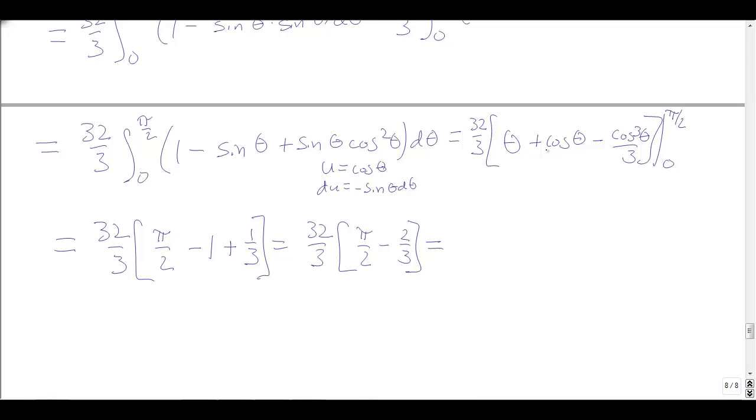So we could use a 6 as a common denominator inside the brackets. And we get, let's see, 3 pi minus 4 over 6. And then we could cancel a 2 here. And we end up with 16/9. Whoops. Said that right, wrote it wrong. 16/9 times 3 pi minus 4. Let's write that nicer, though. 3 pi minus 4. And there is our answer.